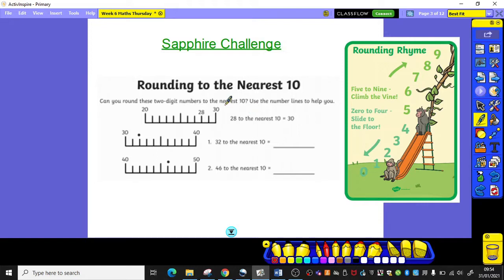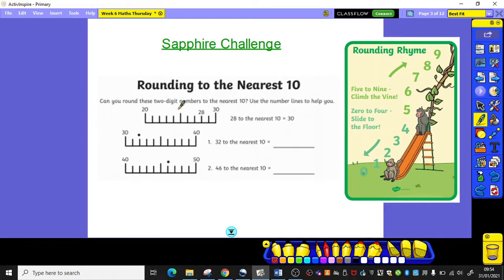Now, if I have a look at this number line, I can see that I've got at the start number 20, at the end number 30, and placed on my number line is 28. And if I have to round to the nearest 10, which means the nearest multiple of 10, well, I can either round up to 30 or round down to 20.